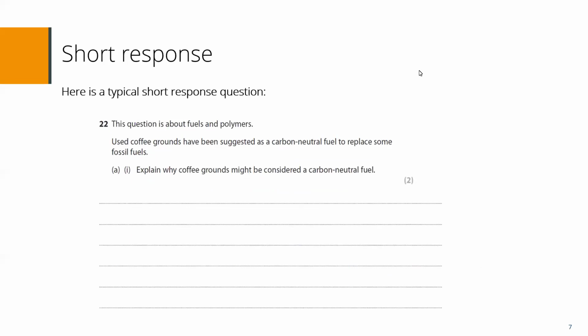There's a typical short response question. This one is only worth 2 marks. You will see that there are a lot of lines left, 6 lines left. That is much more than is needed to be able to answer this particular question. Students should not feel that they have to fill up all the space available, and the time that they spend on a particular question should be reflected by the marks available. In general, they should be spending about 1 minute per mark, so no more than 2 minutes to answer that particular question.